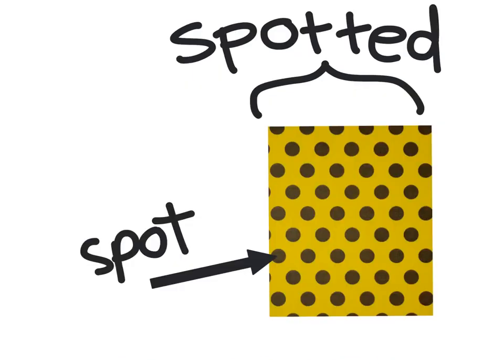Now we have a pattern. What is a pattern? Un patrón de tela. The pattern of this piece of fabric is spotted. I am reading this one. Spotted. That means de bolitas. And only one is called spot.